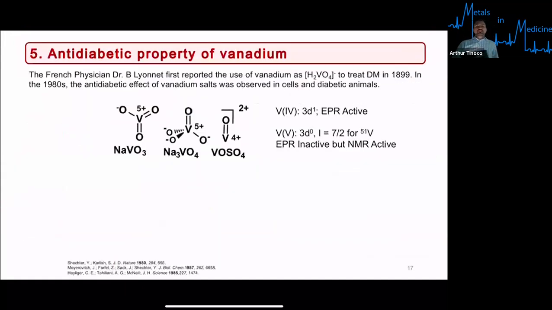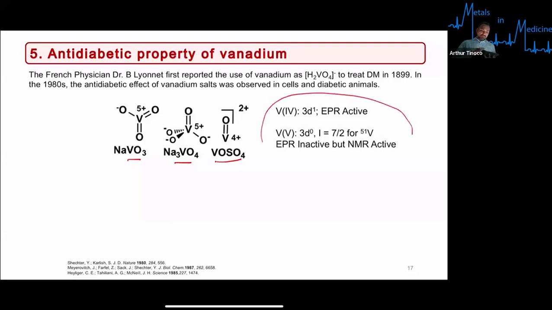So here's where vanadium takes place, where it becomes quite interesting. So a French physician, Dr. Lyonnet, first reported the use of vanadium in the form of vanadium salts. So we have vanadate, which was found to treat diabetes in 1899. Okay? And then in the 1980s, the anti-diabetic effect of different vanadium salts was observed in cells and in diabetic animals. So here is a perspective of those vanadium salts that were tested. So we have the metavanadate, vanadium 5, and then we also have the vanadyl sulfate, vanadium 4. All these salts demonstrated an anti-type 2 diabetes property.